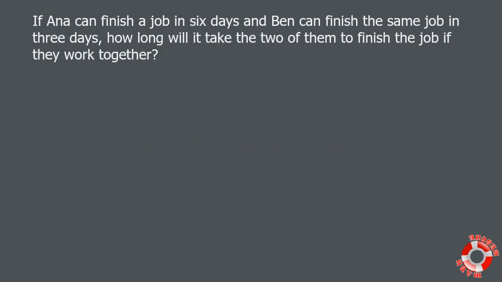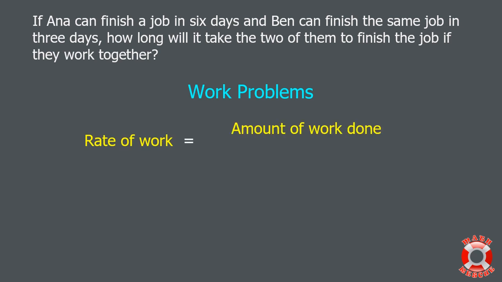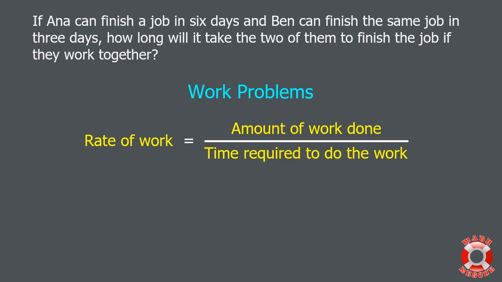If Anna can finish a job in 6 days, and Ben can finish the same job in 3 days, how long will it take the two of them to finish the job if they work together? This type of work-related word problem involves the computation of work rates. Rate of work is simply the amount of work done over a given unit of time.